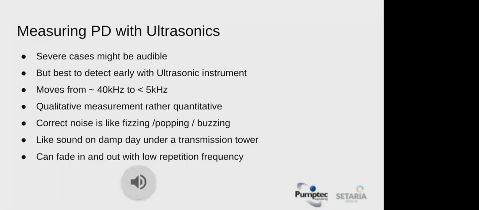Now, in severe cases of surface PD, we might be able to hear that ourselves. But by that time, it's a little bit too late. So it's best to detect the discharge early using an ultrasonic instrument. The typical maximum energy is around 40 kilohertz, which is about twice the frequency a baby can hear and about 4 times the frequency I can hear with my ears. So what we want to do is move it from 40 kilohertz down to 5 kilohertz and represent it in a pair of earphones or headphones, and there we can all comfortably hear it.